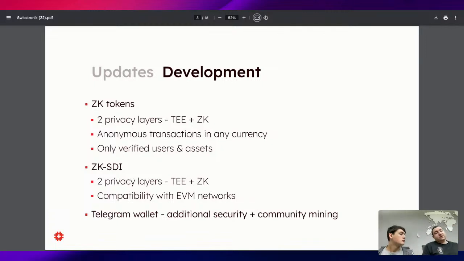Also, regarding the Telegram wallet, we have heard you during the previous call. At this moment, we are discussing the additional security measures that we could add there. And also, highly likely, we'll provide you an option to do some community mining of the tokens before the launch. And that may be quite a huge and nice one, we believe. So let's jump to the community updates.